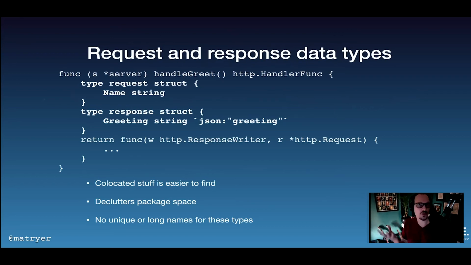Sometimes we have request and response objects, and by default, I think people would put those as structs in the package space, which is totally fine, especially if you're using them in multiple places. But if they are specific only to one handler, they can actually go inside the handler function itself, and they're only useful here. So the advantage is it declutters the package space. It's very easy to find because they're right there in the same function as the logic to implement the handler. And you don't have to keep inventing new names for these objects.